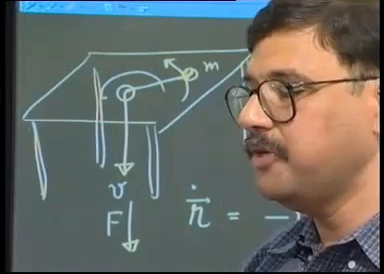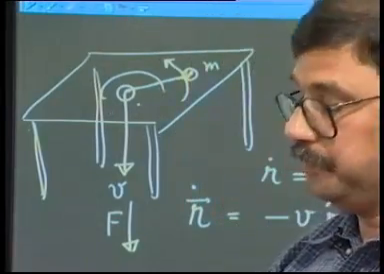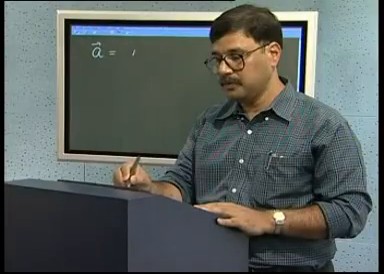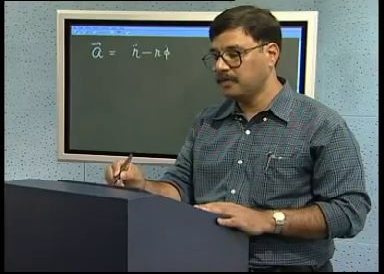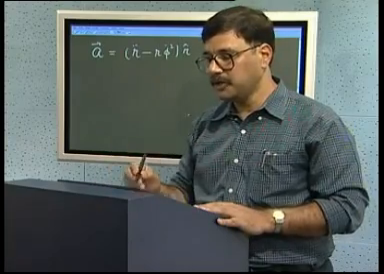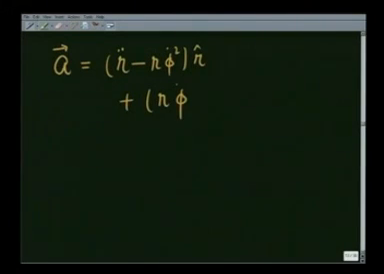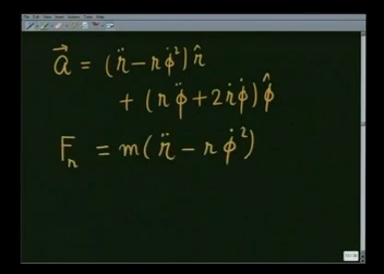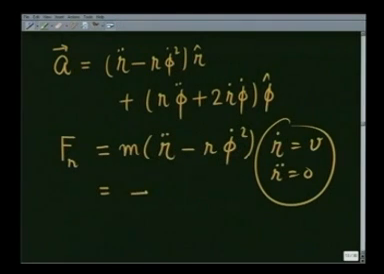Obviously, the particle is moving in this circle, and the table is frictionless, so there is no force in the phi direction. So, let us go back to what the acceleration of the particle is. It is r double dot minus r phi dot square in the r direction, plus r phi double dot plus 2 r dot phi dot in the phi direction. The force that I am pulling it in with is in the radial direction, therefore that is equal to m times r double dot minus r phi dot square, and since it is being pulled in with constant speed, r dot is equal to minus v and r double dot is equal to 0. I have F r equals minus m r phi dot square.